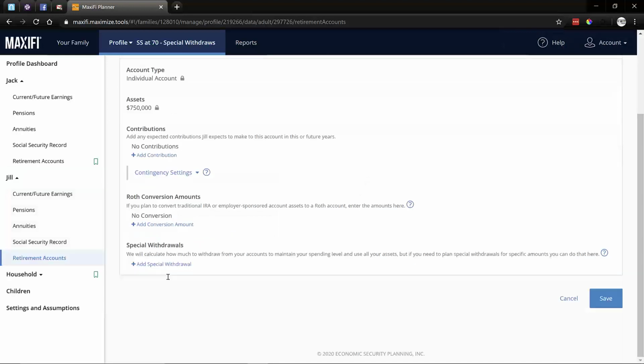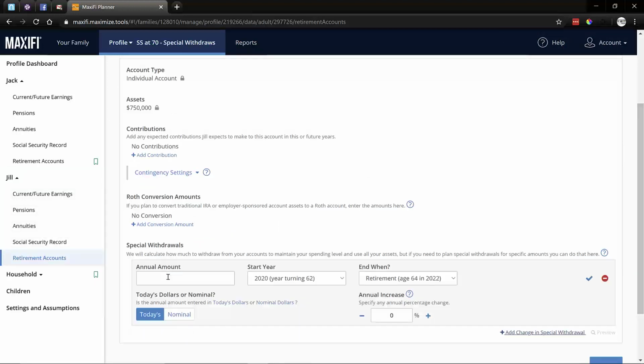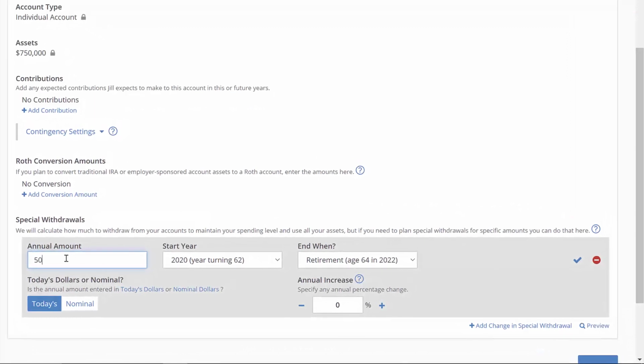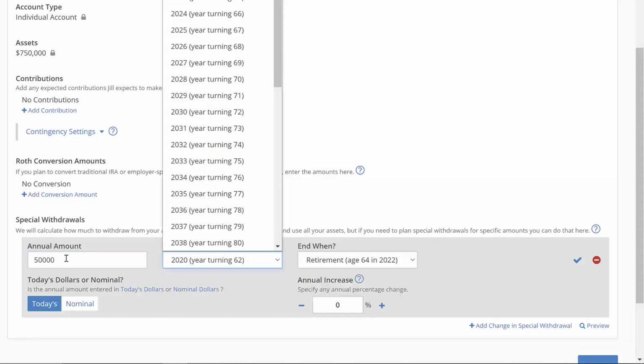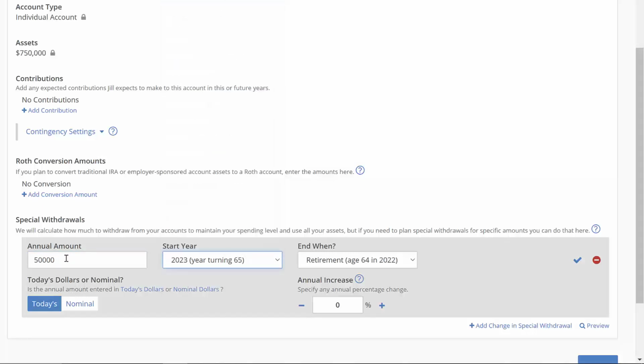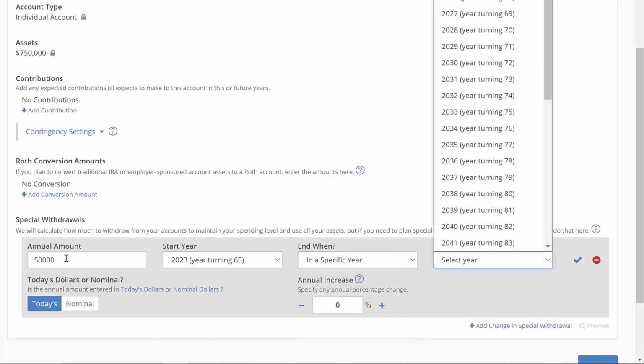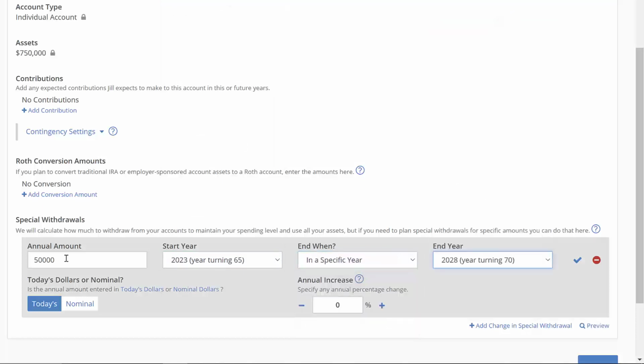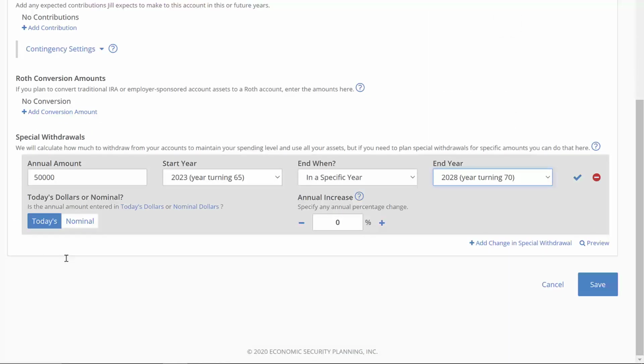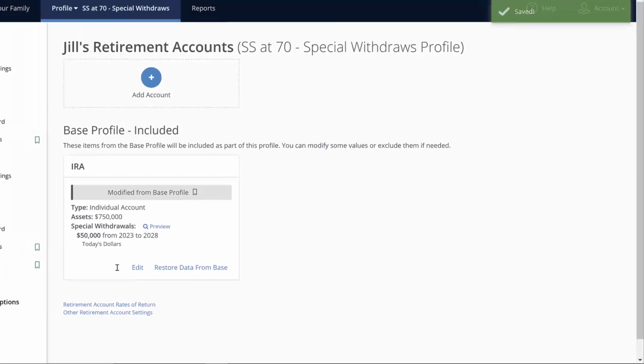Modify her account, find special withdrawals, take 50,000, which is going to replace the 26. It's not going to add to the 26. We're not going to see 75,000. We're going to see 50,000 withdrawn from 65 to 70 instead of 26,000.